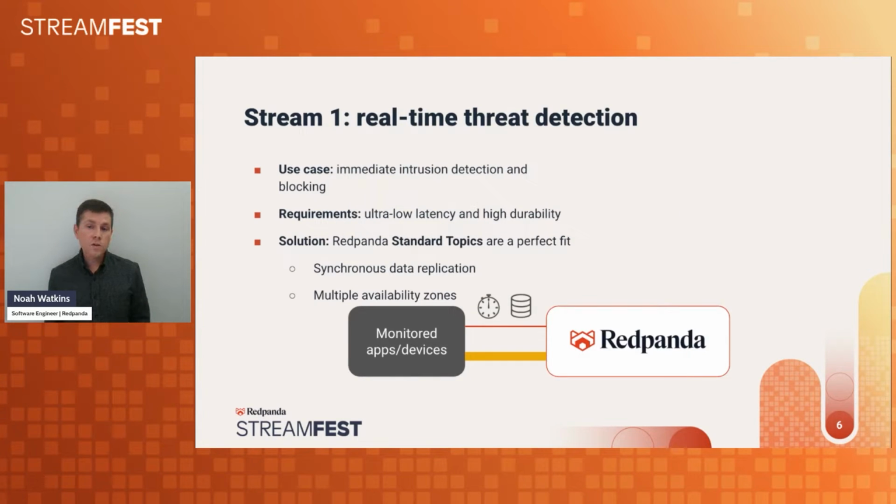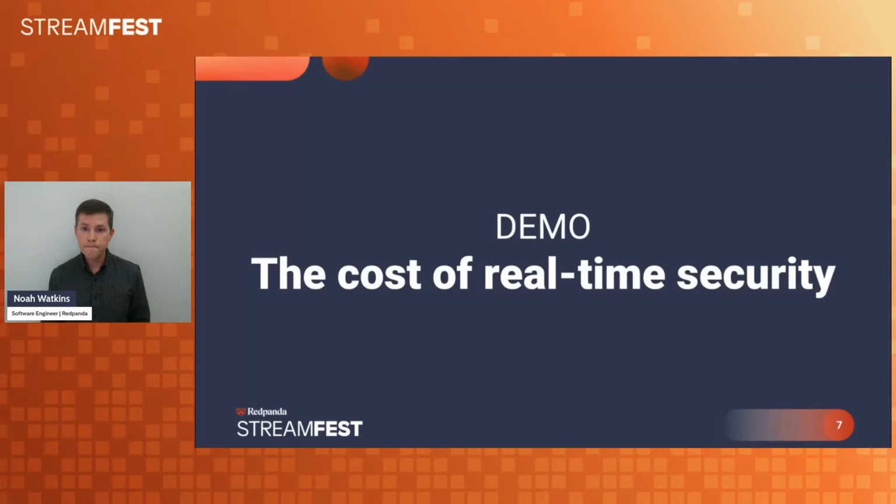For the threat signal stream, the requirements are clear. It has to be incredibly fast and completely reliable. When a brute force attack is happening, you need to be able to react in milliseconds. This is the classic use case for Redpanda standard topics. Standard topics provide sub-millisecond latency without sacrificing durability, and they do this by immediately replicating data across multiple availability zones, ensuring that the data is safe the instant that it's written.